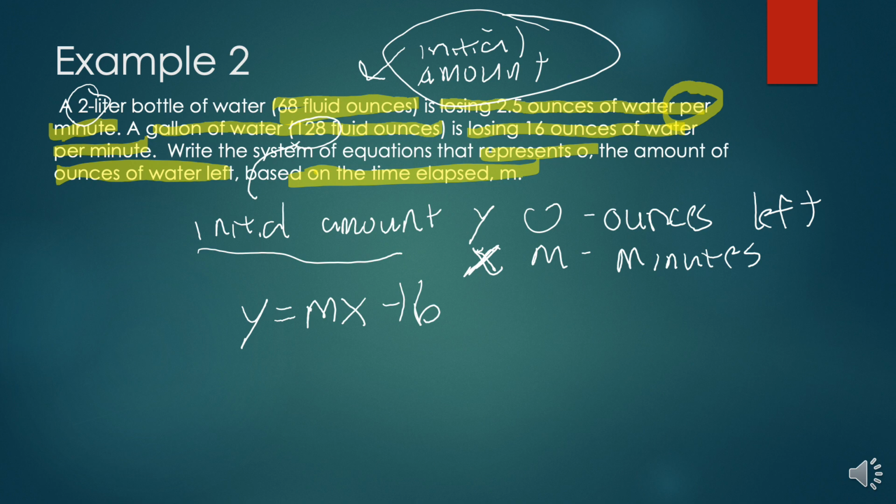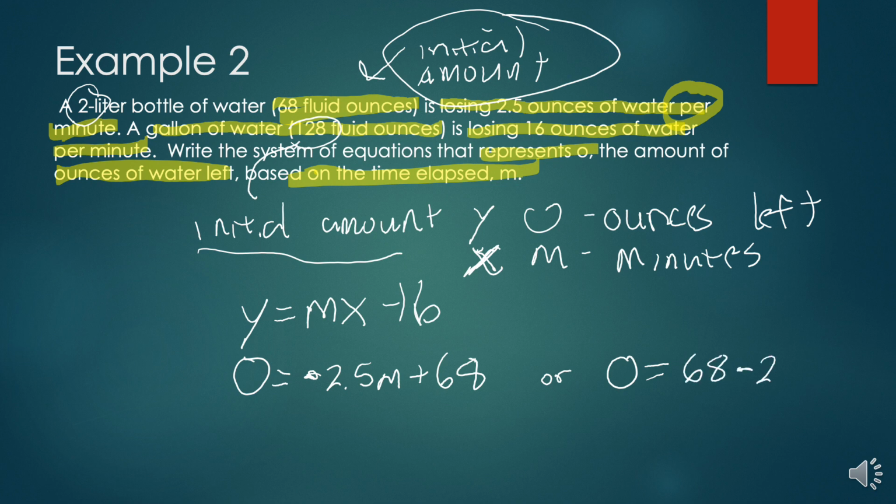Now, we could go ahead and write the first equation. So I could put O is equal to negative 2.5 because I'm losing 2.5 times M, which is minutes, plus 68. Now this kind of looks a little weird to me because it just says negative, but if I were to rewrite it so it makes a little bit more sense, O is equal to 68 because I started off with that minus the 2.5 ounces per minute.